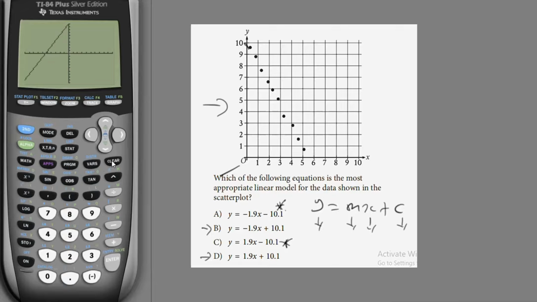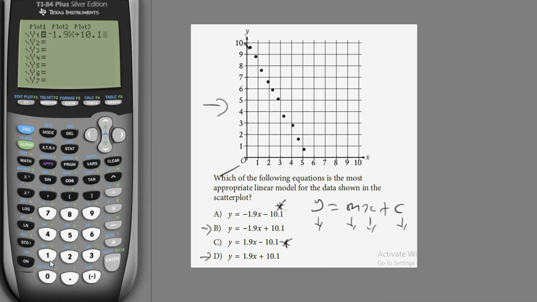So let's clear this and input the values for option B. We have negative, now guys, note, make use of this negative sign here, this one, not this one. This is the right one to use in this situation. When you're starting a value with a negative sign, I recommend you use this one. So we have minus 1.9 x, then we have plus 10.1.